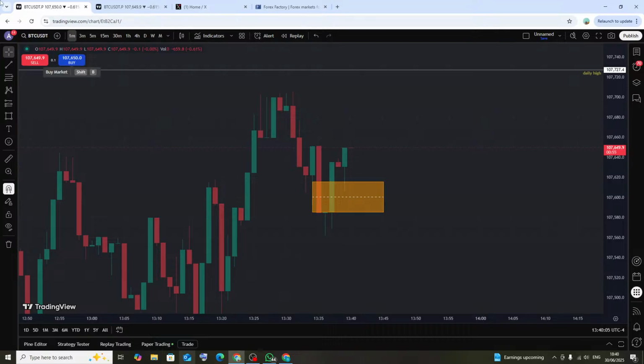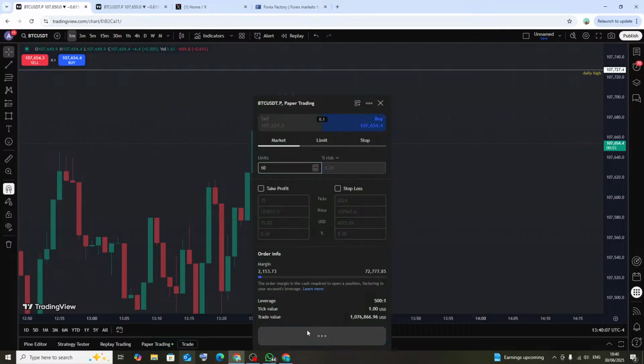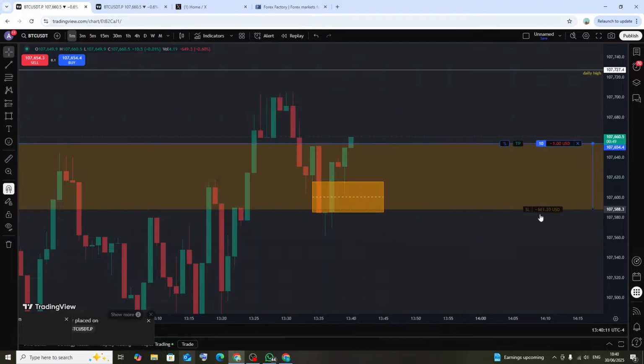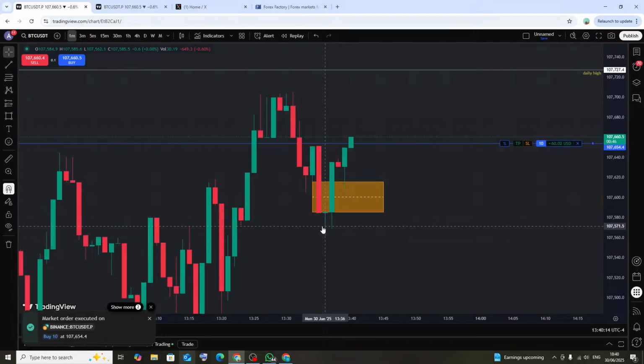You can put your stop loss very tight. I'm buying in here, and my stop loss is very tight. Initial stop loss is just there. We are aiming for 107,900 from here. Because my stop loss is quite tight, I can risk real money on this as well.